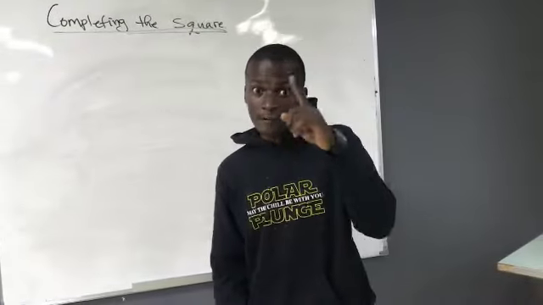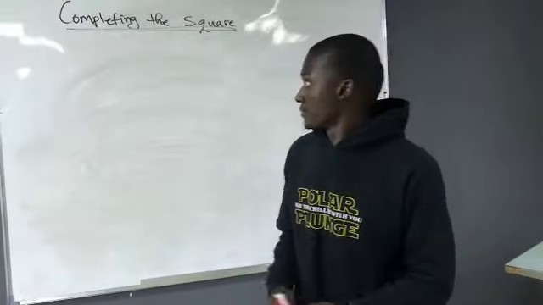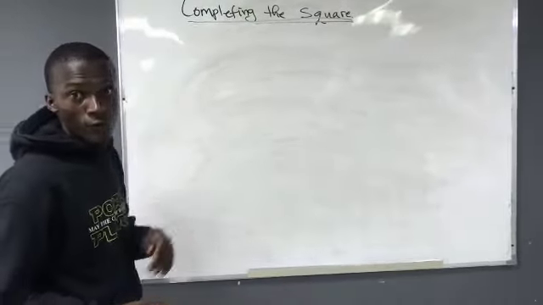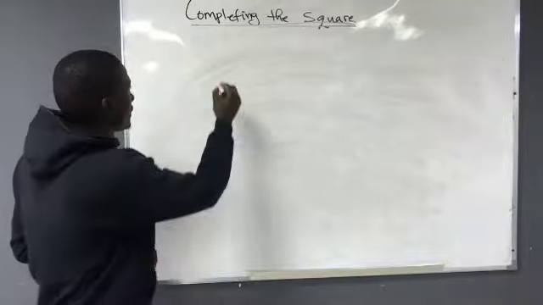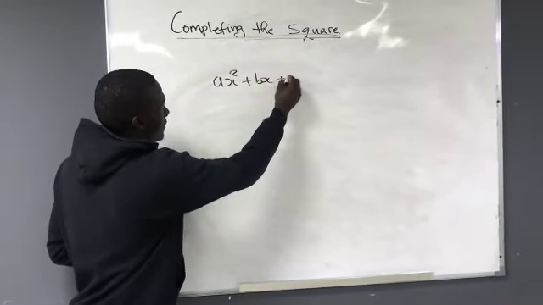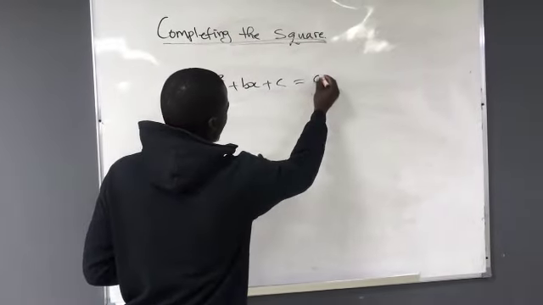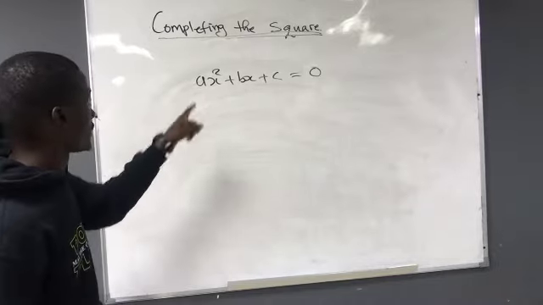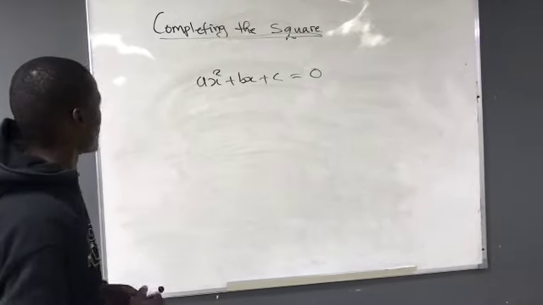Let us say you are given a quadratic equation, which is, in our case, the standard form for writing a quadratic equation: ax squared plus bx plus c is equal to 0. And your question is, solve this equation using the completing the square method.